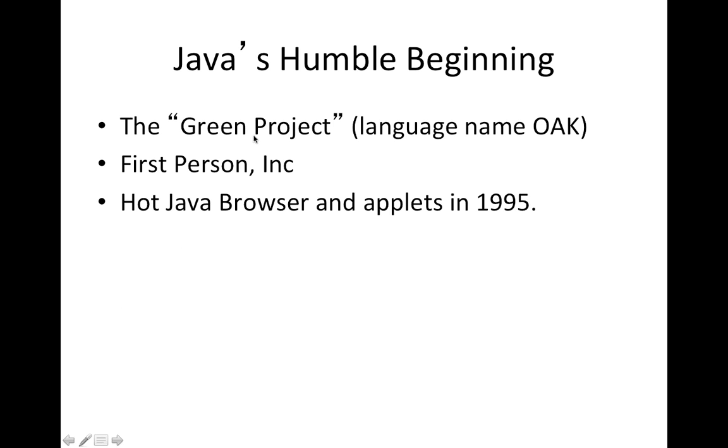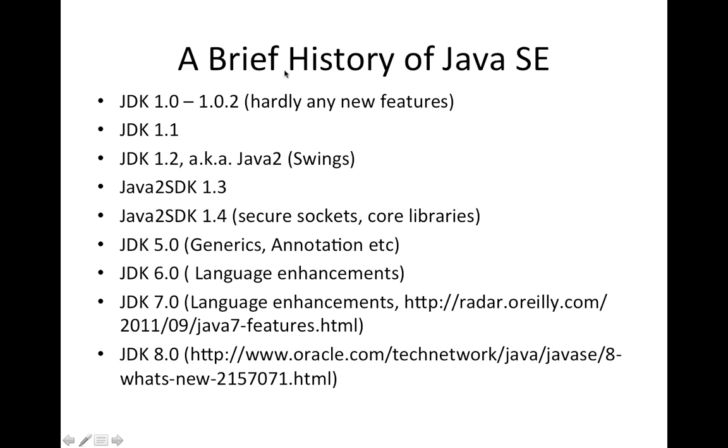Okay. So Java's beginning, just to give you some background. It's called the Green Project, and the language of Java was called Oak before. The company that started it is called First Person Inc, and they introduced something called the HotJava browser in 1995. That's the beginning of Java. This is not required, but it gives you a brief background.